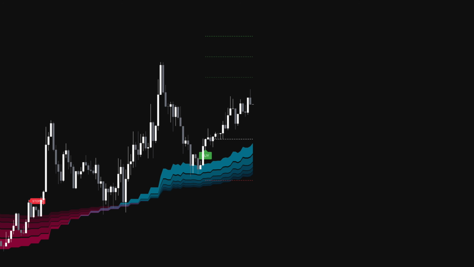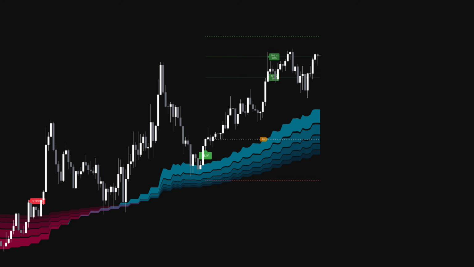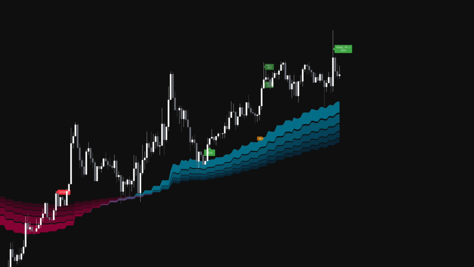Price moves up. Hits TP1, there's the label, 50% closed. Stop automatically moves to break even, see the BE marker, hits TP2, another 30% closed. Now I'm riding the final 20% with a protected stop at entry. Zero risk on remaining position. Final target hits. Trade complete.